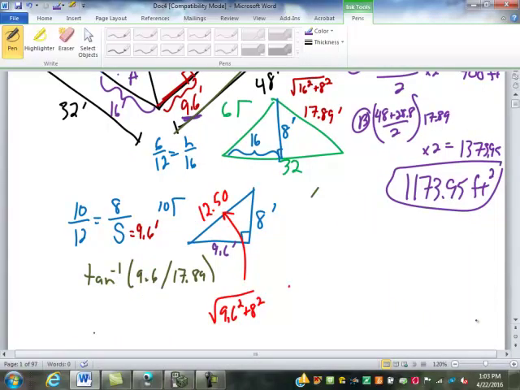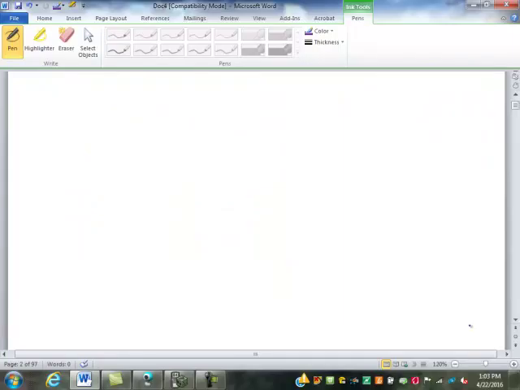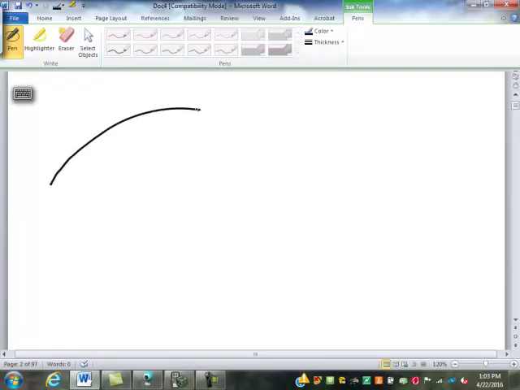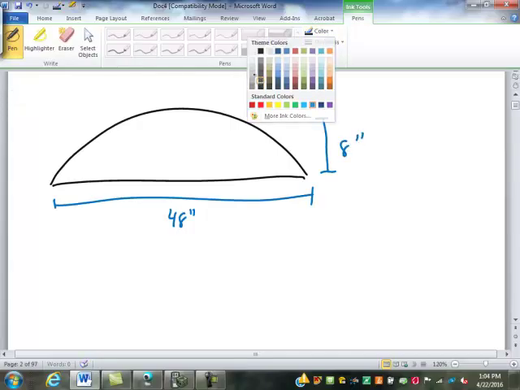Okay, so I'm going to have you set your quiz aside for now, and we're going to hit on our new stuff for today. We're going to take a little bit of time to review arcs and arches. Pretend that's a symmetrical arc there. And here's the information I'm going to give you. I'm going to tell you that this is a 48-inch wide arc, and that it sticks up here 8 inches. I want to find its area.